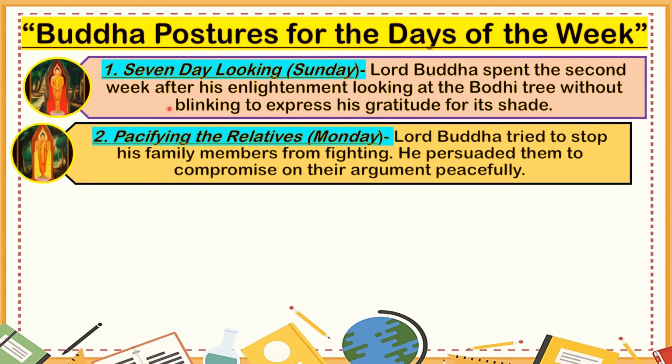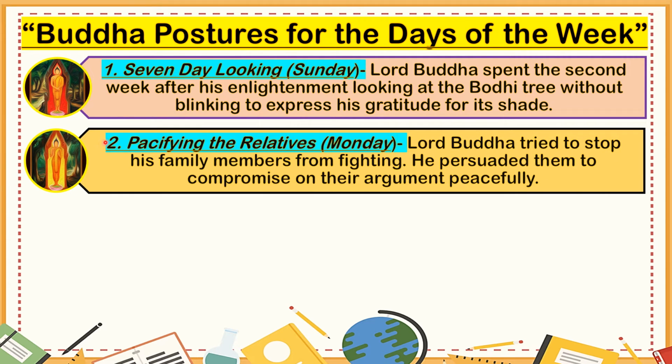The second one is pacifying the relatives, Monday. Lord Buddha tried to stop his family members from fighting. He persuaded them to compromise on their argument peacefully. Lord Buddha told them that they can fix their problem, solve their problem peacefully without any argument.